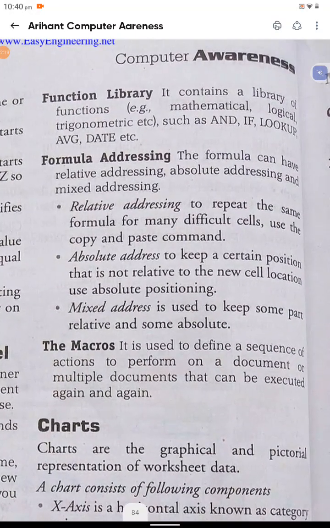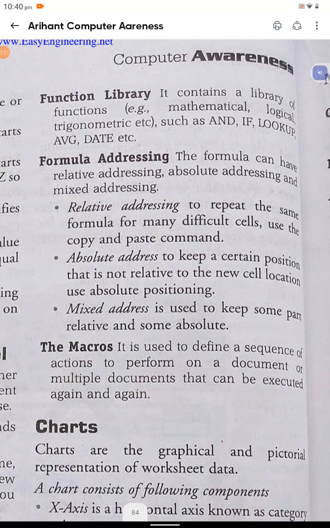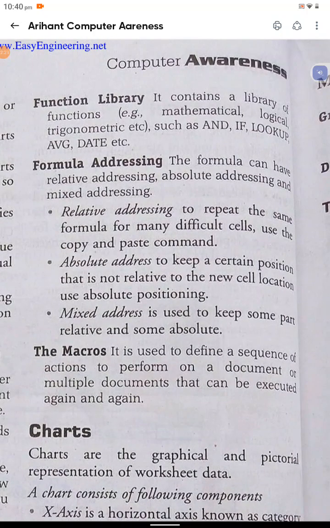Function library contains a library of functions, mathematical, logical, trigonometric, such as and, if, lookup, average, date. Formula addressing can have relative addressing, absolute addressing, and mixed addressing. Relative addressing to repeat the same formula for many different cells. Use the copy paste command. Absolute address to keep a certain position that is not relative to the new cell location. Use absolute positioning. Mixed address is used to keep some part relative and some absolute.